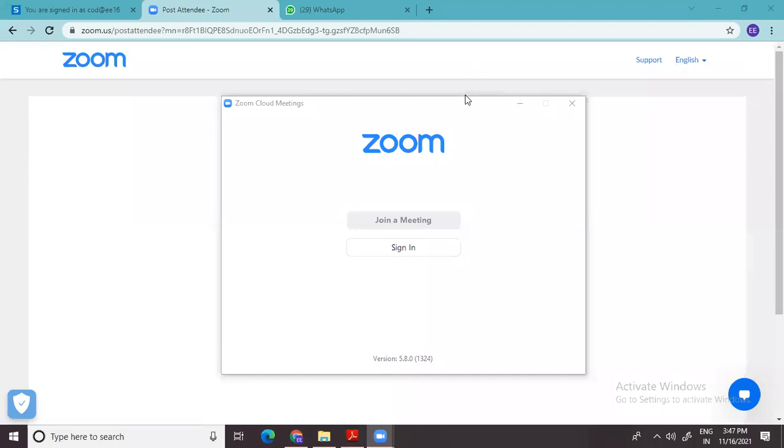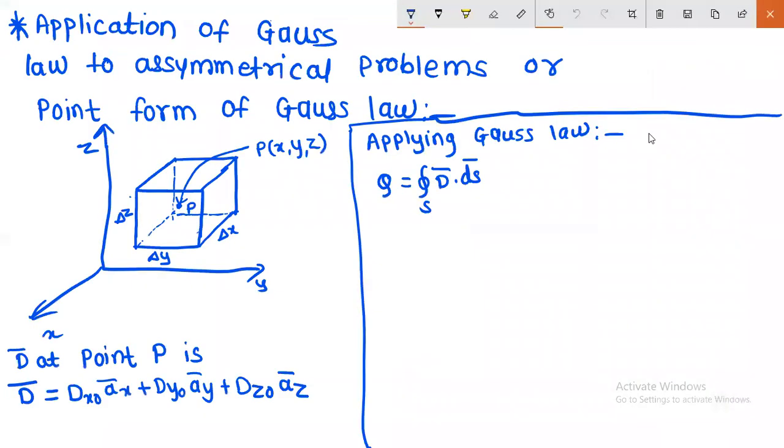Yes, 6 sides. Okay, so for the rectangle, there are 6 sides. I am considering this side as the front one, then back to that point P is the back side. Then the top side, bottom side, left side, and right side. So these are the 6 sides for this rectangle.